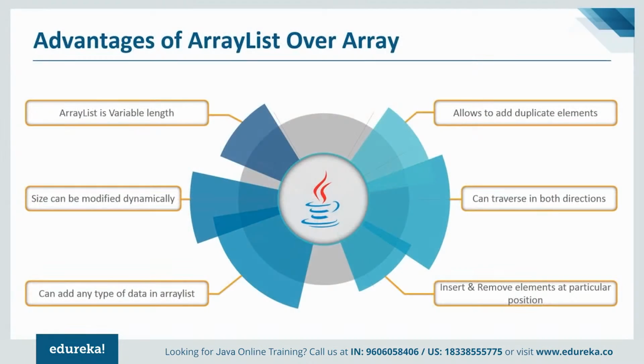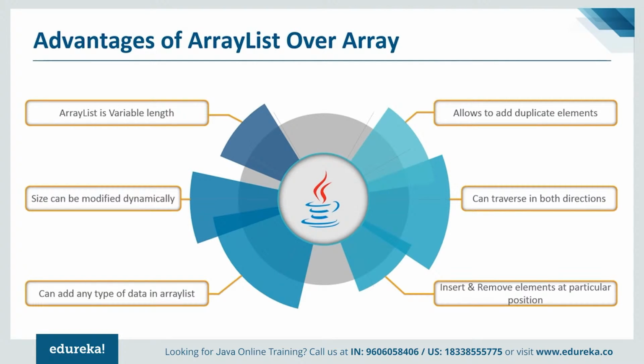Now let's jump into the last topic of today's discussion, that is the advantages of array list over array. First, array list is variable length. Arrays are of fixed length. You cannot change the size of the array once it is created. But array list is variable length, that is, it can grow and shrink dynamically. Next, the size can be modified dynamically. When you add elements, the size will increase, and if you remove elements, the size will automatically decrease.